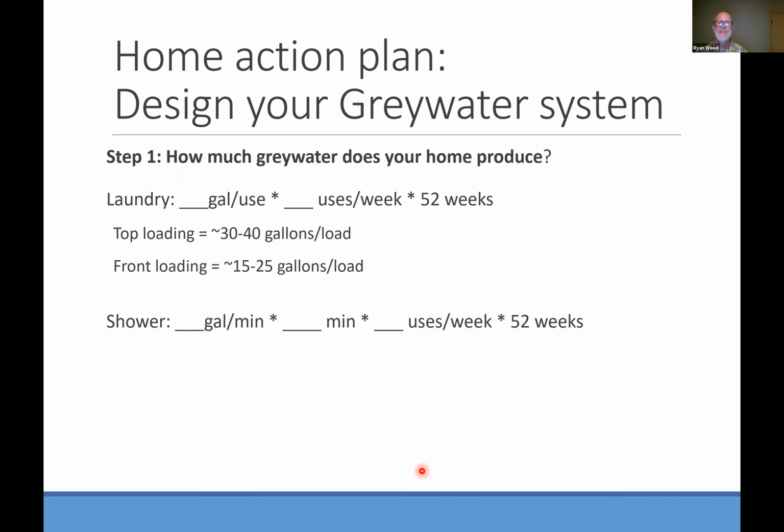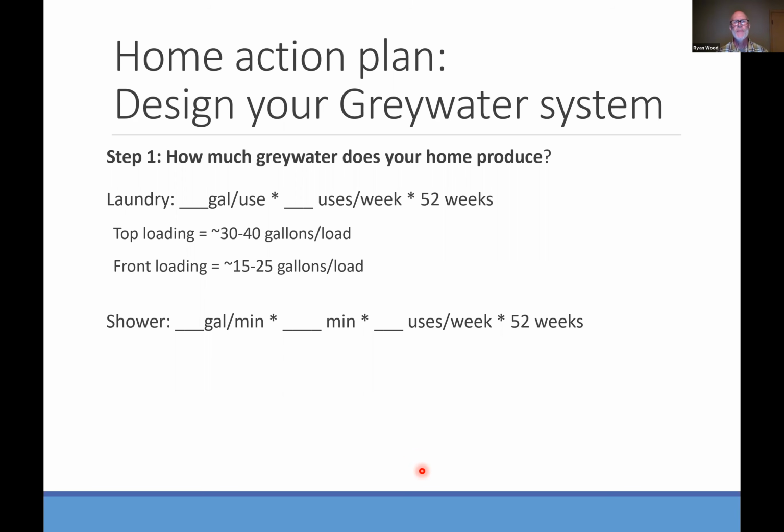All right, so you should have received a link to an activity sheet today. The activity sheet that you have is part of your homework. We're going to step through the calculations. I want you to think about these numbers, because how much gray water can you produce from what sources?